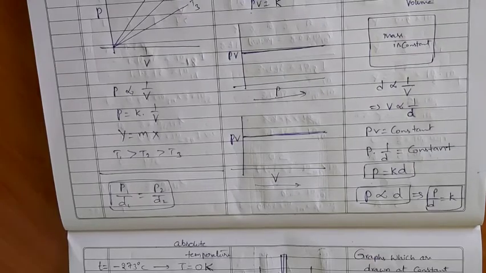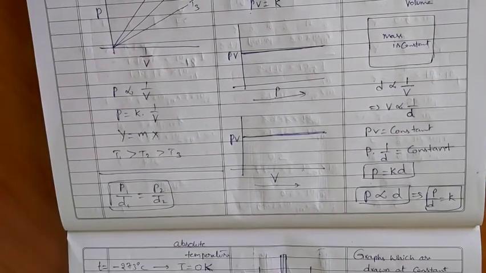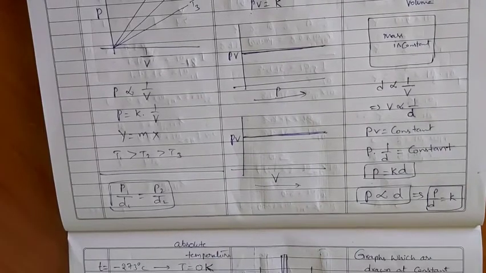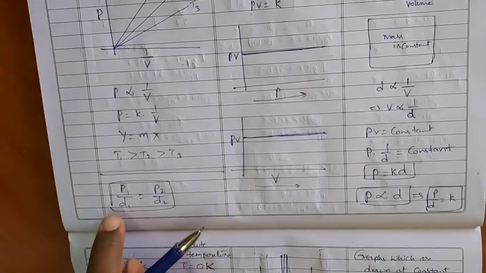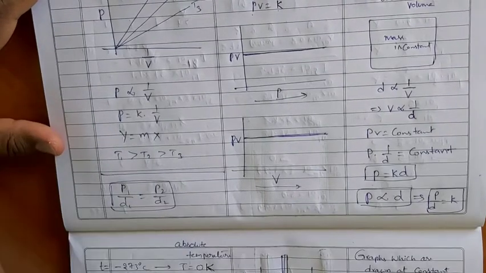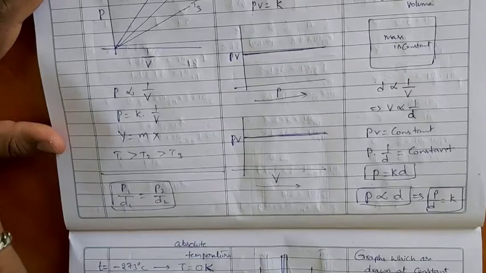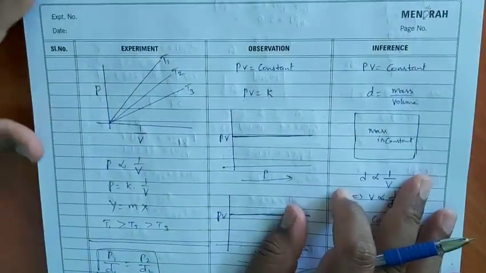After that, what is the density relation with pressure? P is directly proportional to D. When pressure increases, density also increases. According to that, we got the relation P1 by D1 is equal to P2 by D2. All these formulas you have to make into one list, and you have to remember all these formulas to do the problems well. This is about Boyle's law completion.